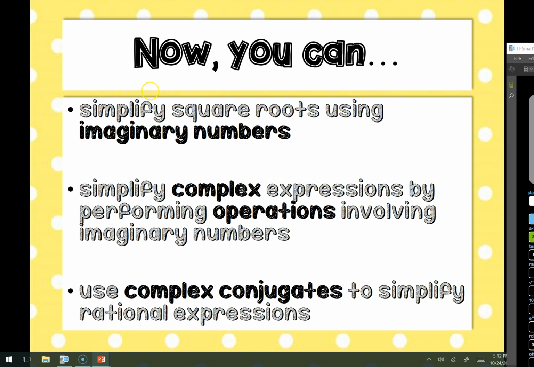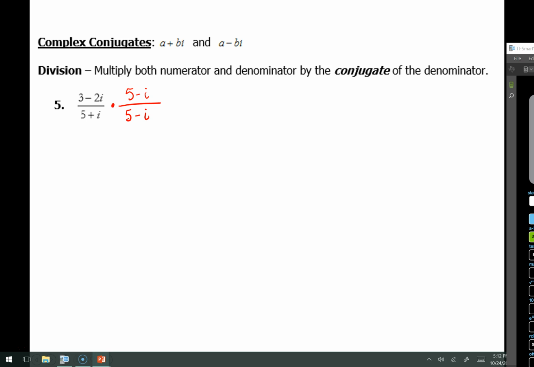And I'm going to have to do a bunch of FOILing now. I'm going to FOIL the top two together. I'm going to FOIL the bottom two together. Because I'm multiplying by the conjugate, I'm going to have some nice canceling out that happens in my denominator. So let's start with our numerator.